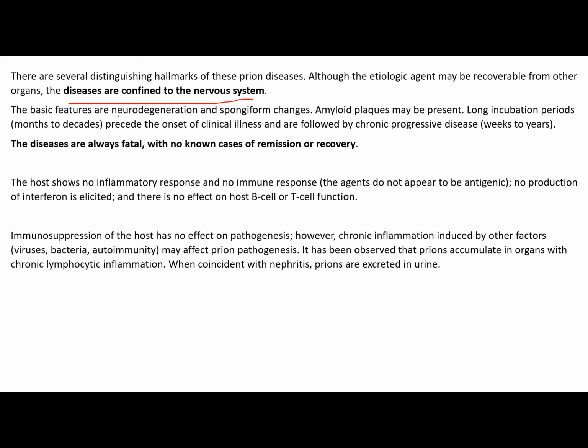The basic features are neurodegeneration and spongiform changes. Amyloid plaques may be present. Long incubation periods, months to decades, would precede the onset of clinical illness and are followed by a chronic progressive disease, wherein the patient would live from weeks to years. Take note, class, that when you encounter or acquire this disease, it is always fatal, having almost 100% mortality, with no known cases of remission or recovery.